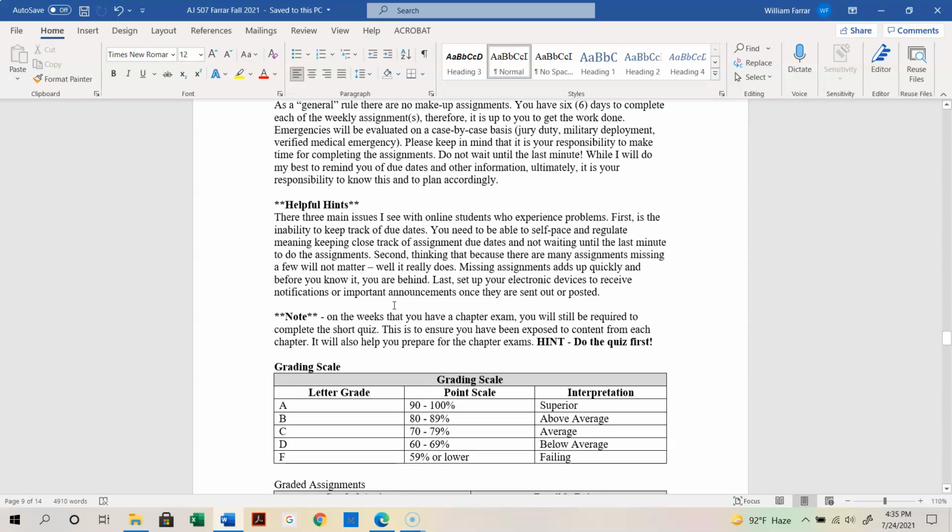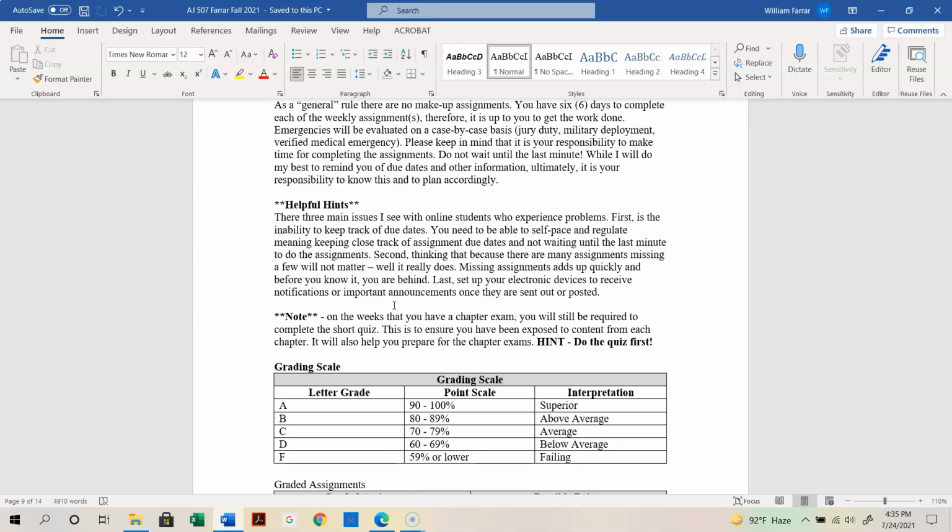So here are a couple of main issues that I see with online students who tend to get into problems. First is the inability to keep track of due dates. You have to be able to self-pace, regulate, keeping track of assignment due dates, and again, not waiting until the last hour to do all of your assignments on the last day.